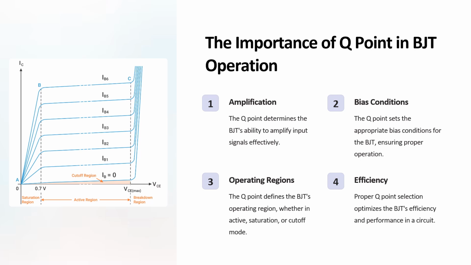And then the importance of the Q point in BJT operation. Amplification: the Q point determines the BJT's ability to amplify the input signal effectively. Bias condition: the Q point sets the appropriate bias condition for the BJT, ensuring proper operation. Operating region: the Q point defines the BJT's operating region, whether in active, saturation, or cutoff mode. Efficiency: proper Q point selection optimizes the BJT's efficiency and performance in the circuit.